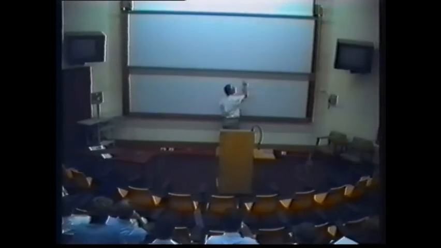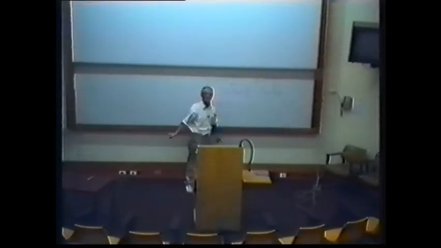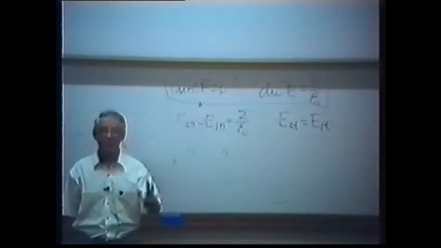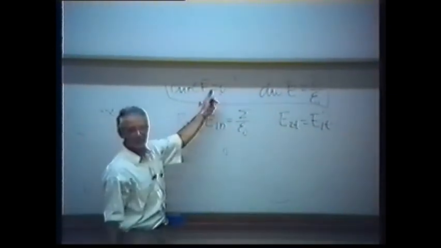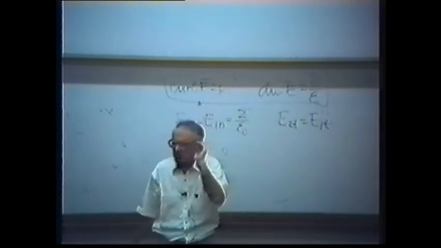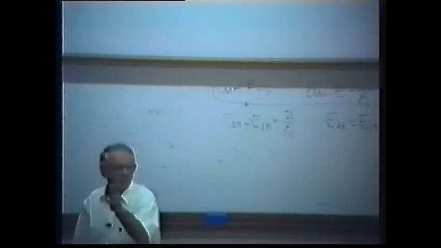How many equations are written here? How many? 4. Because it's a vector. It has 3 components, plus this one. So it's a stupid system of 4 equations. So mathematicians decided to simplify life for us geophysicists.